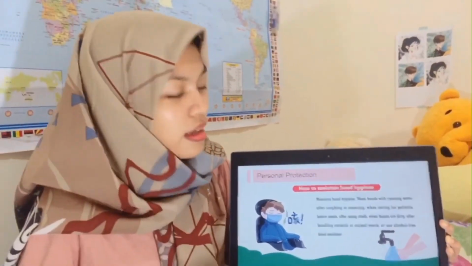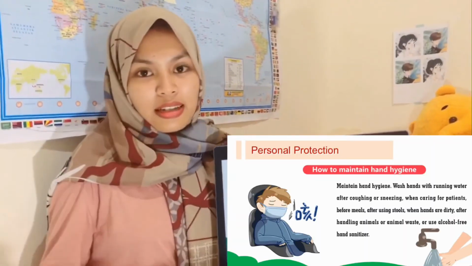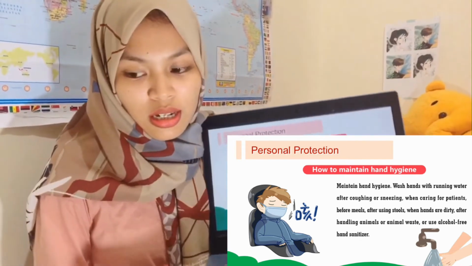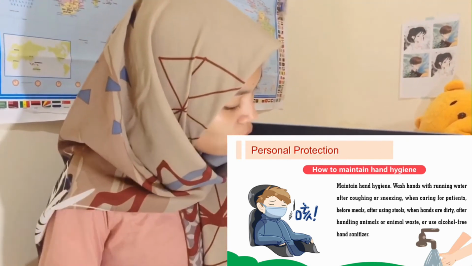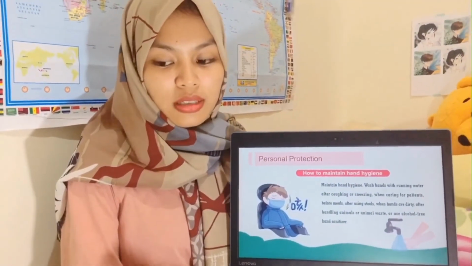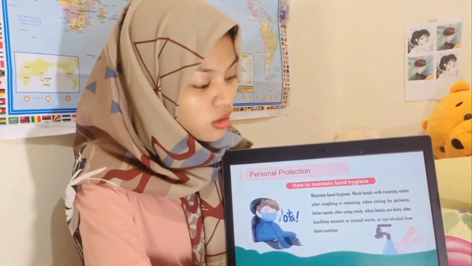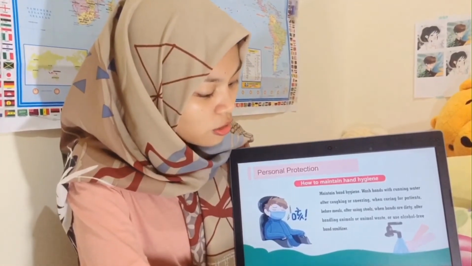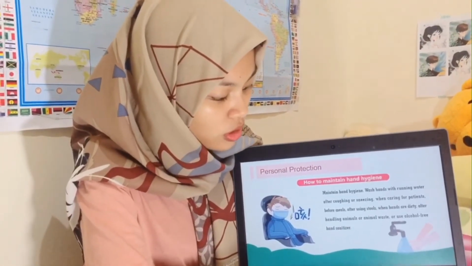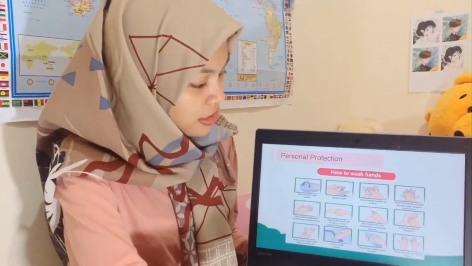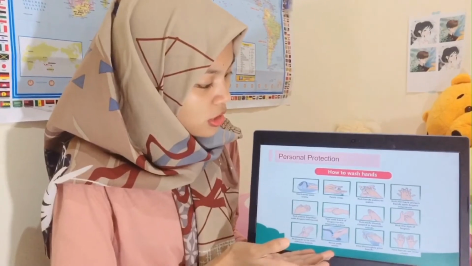How to maintain hand hygiene? Wash hands with running water after coughing or sneezing, when caring for patients, before meals, after using the toilet, when hands are dirty, after handling animals or animal waste, or use alcohol-free hand sanitizer. This is how to wash hands.